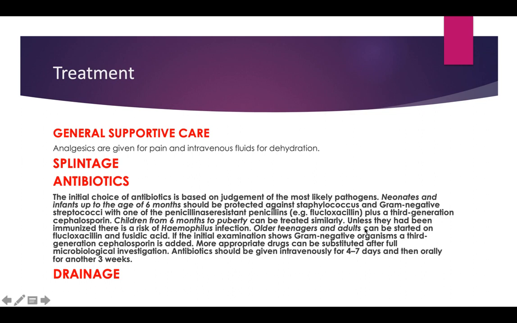General supportive care for the treatment: we have to do general supportive care, which is analgesics given for pain and intravenous fluid for dehydration. Splintage in order to rest the joint, decrease the pain and prevent deformity. We try to keep the knee in extended, 5 degrees of flexion only, in order to prevent flexion of the knee, because it will be easier for the patient to tolerate pain in flexion.